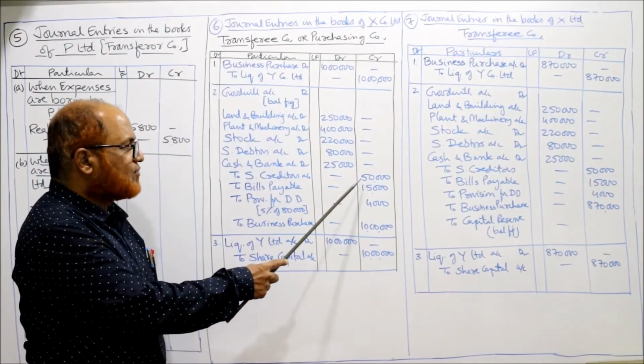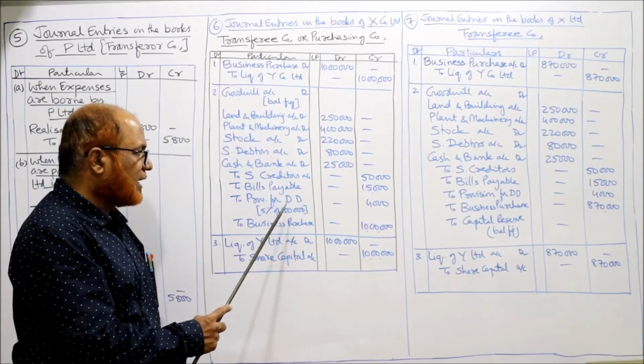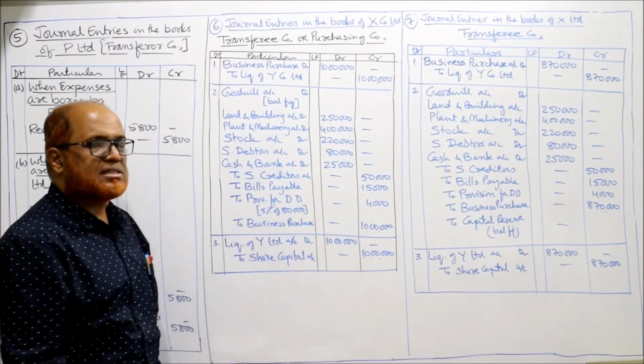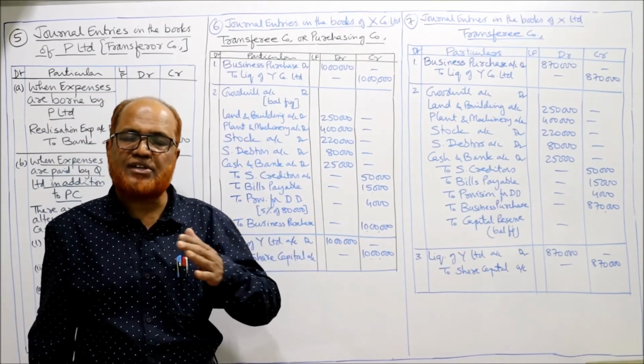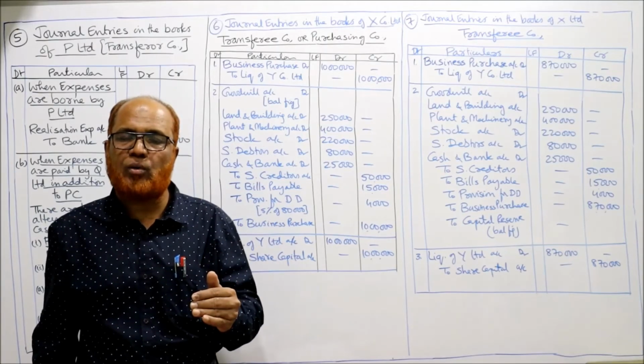To sundry creditors 50,000, to bills payable 15,000, to provision for doubtful debts 5% of 80,000, 4,000. To business purchase 10 lakh. Already you are aware about these entries. In the theory video I have explained you in detail. The second entry regarding assets and liabilities taken over.